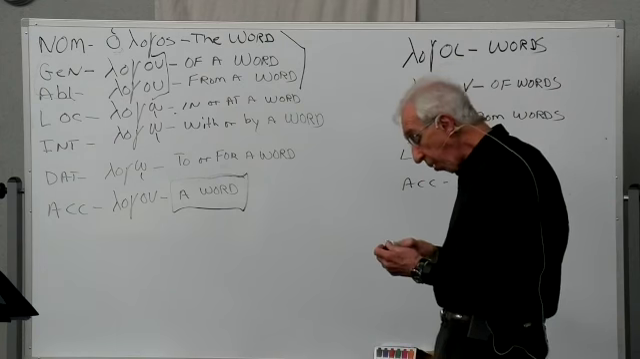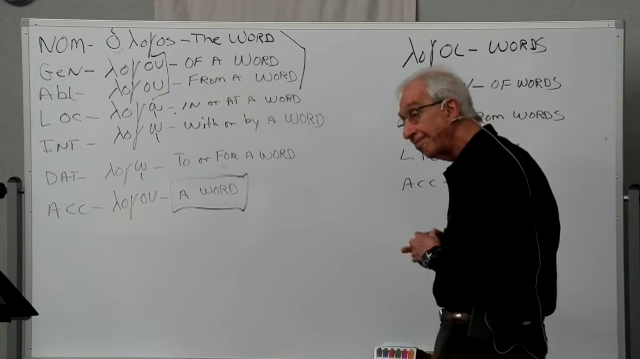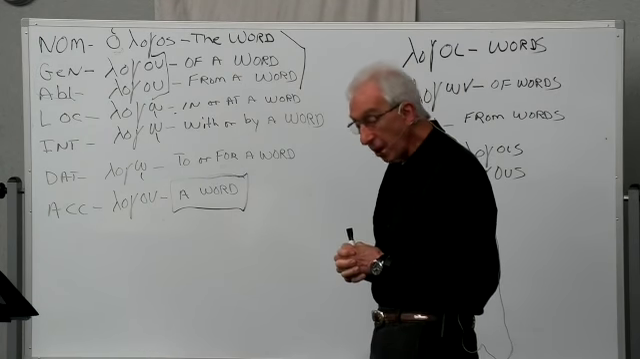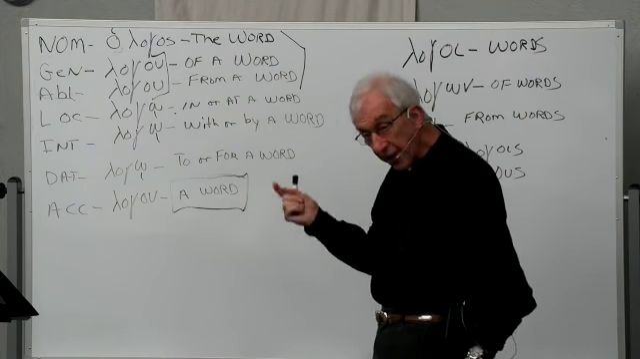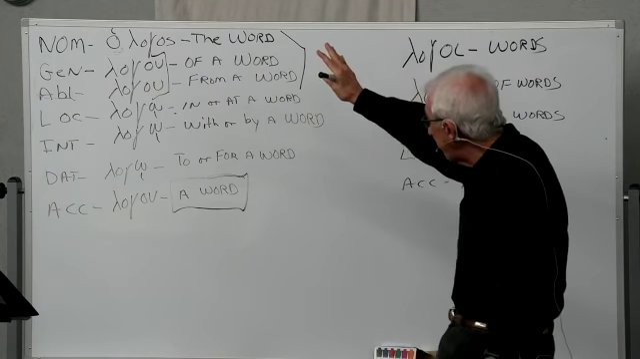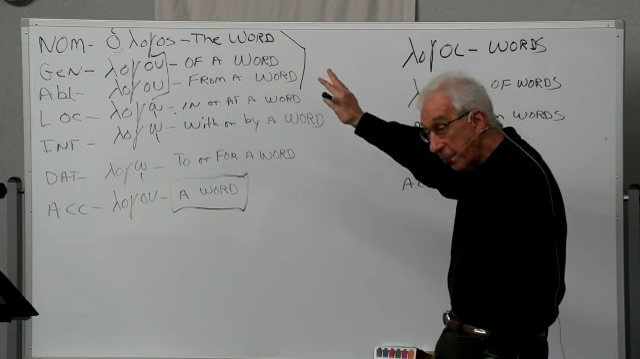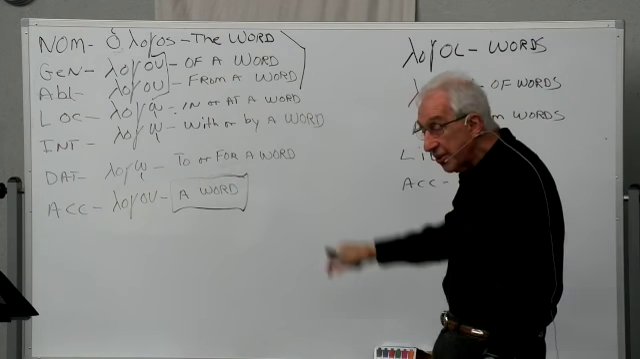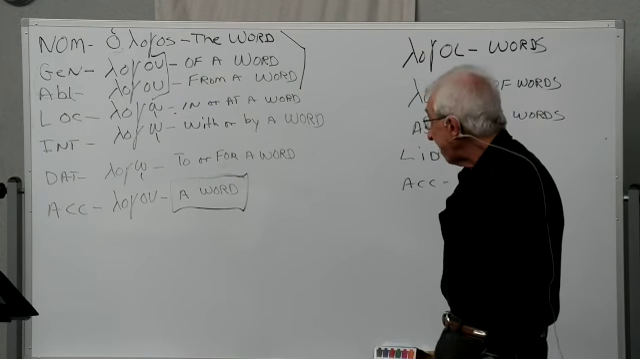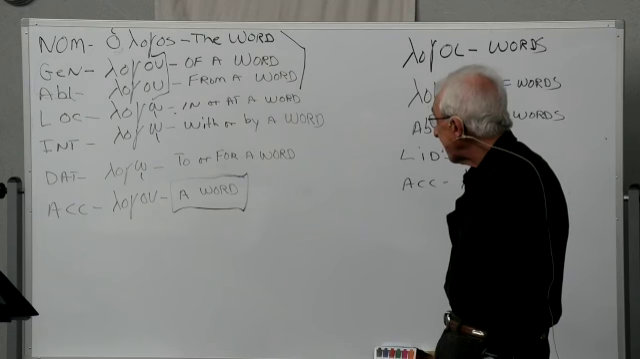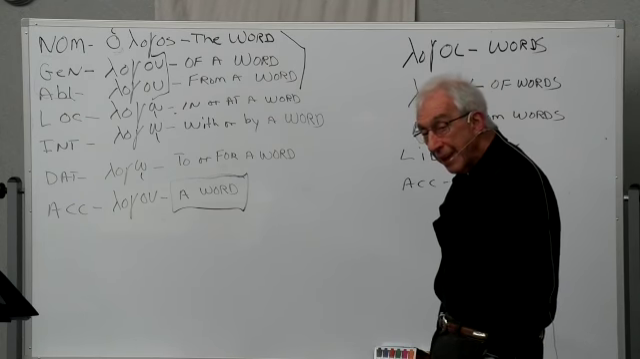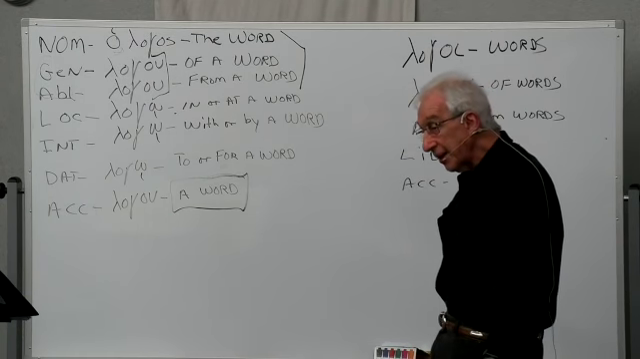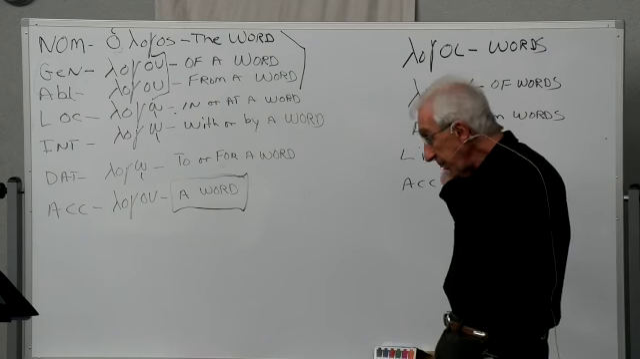So you do that with all of the second declension nouns. That's where a lot of people get confused sometimes, because they don't recognize that the ending is telling us something, how this noun logos is going to be used in a sentence. I hope by now you've learned the endings for the second declension masculine. I hadn't been to the neuter yet.